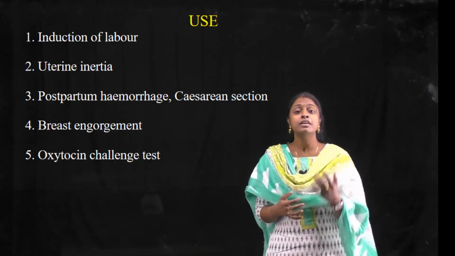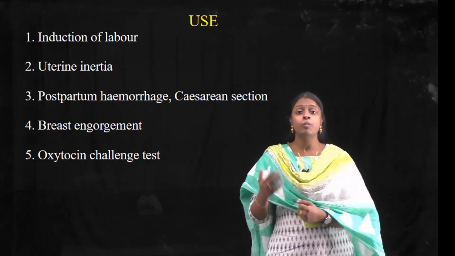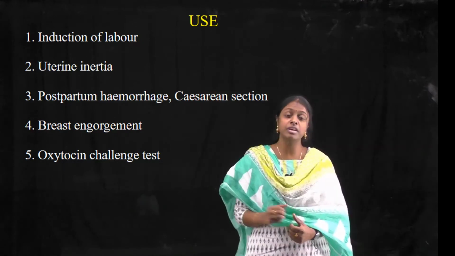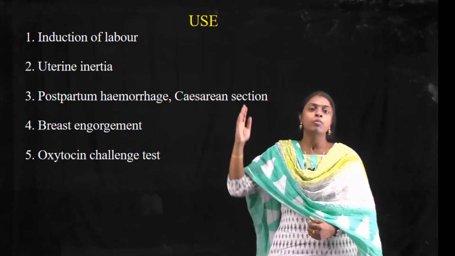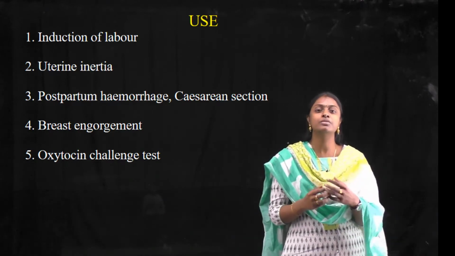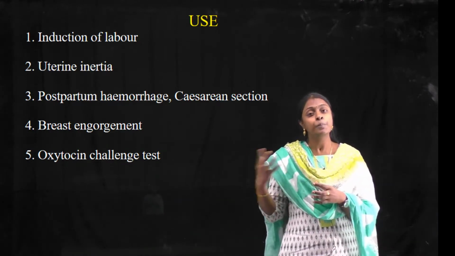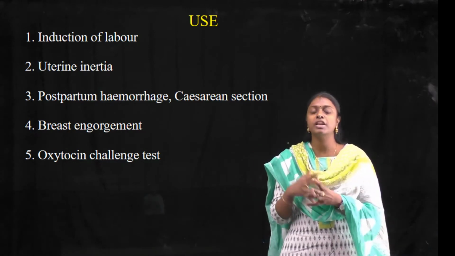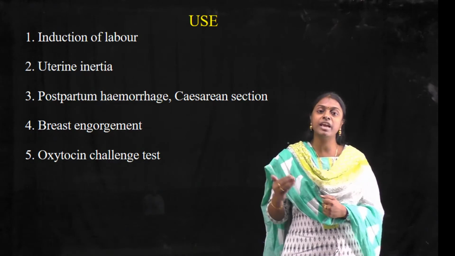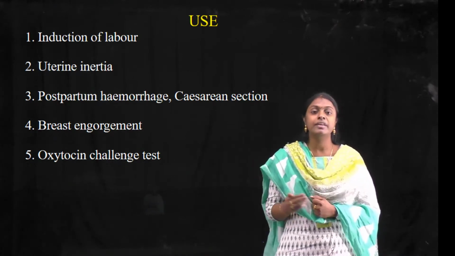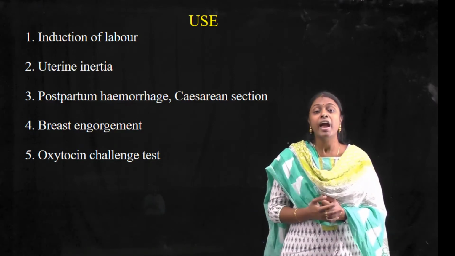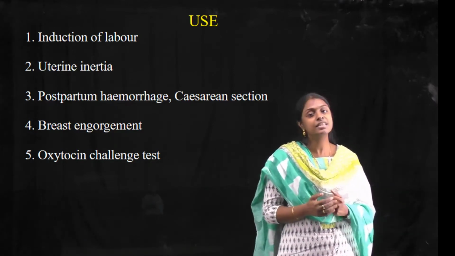So let's see the uses of oxytocin. Why are we using this oxytocin? The first one is induction of labor. What is induction of labor? This labor needs to be induced in some cases like post-mature and premature. In premature also, we will have different types: toxemia of pregnancy, diabetic mother, erythroblastosis, ruptured membrane, and placental insufficiency.